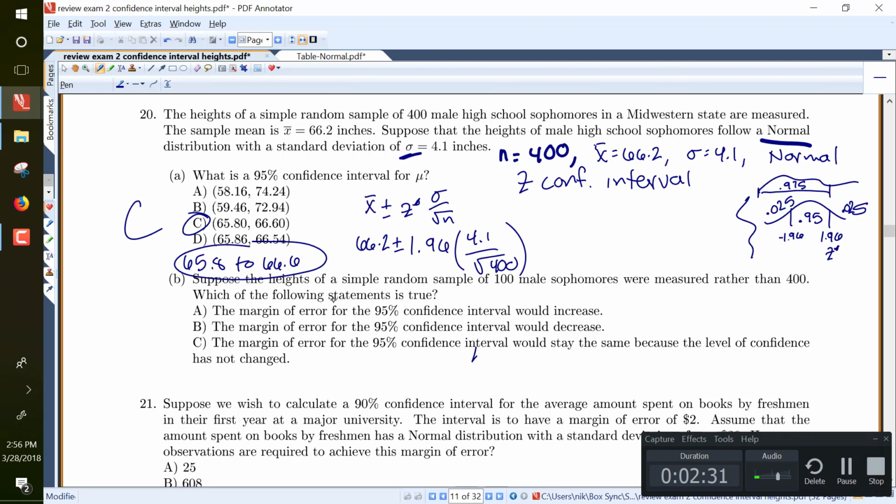Now B says, suppose the heights of a simple random sample of 100 sophomores was measured rather than 400. And we want to know what happened to our margin of error. So to do this, you could just stick in 100 right there. So what would happen if we put a 100 in instead of 400? You would realize that we're dividing by a smaller number, which means our overall result will be bigger. Okay. So in our case, smaller n means bigger margin of error.